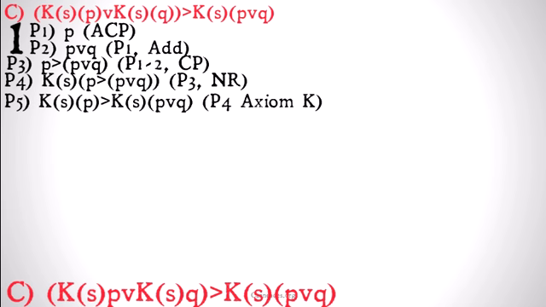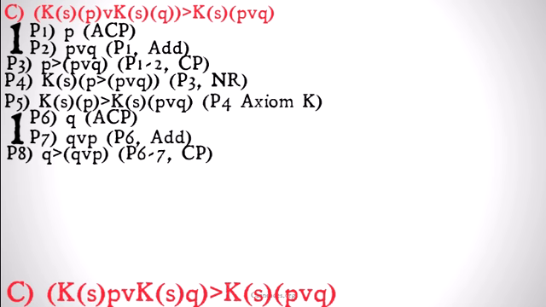And then use Axiom K to distribute knowledge across P and P or Q. Then we're going to do another assumed conditional proof, draw our line going down, and prove basically the same rule.